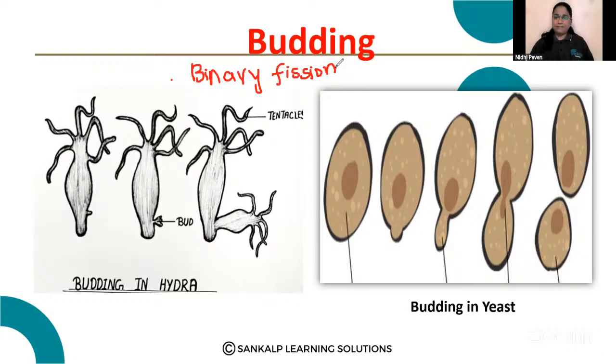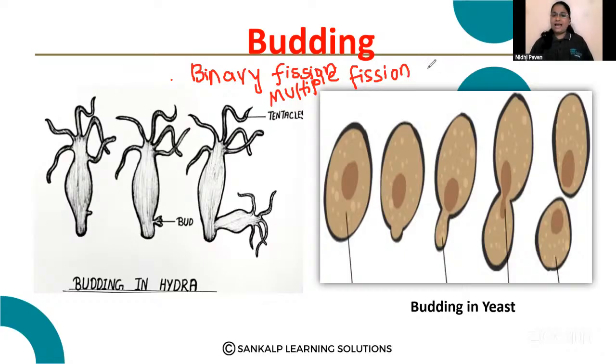Very good. Amoeba. Yes, amoeba. Then an example for multiple fission? Multiple fission example? Not Hydra. Amoeba. Very good. Nandaraj answered it.